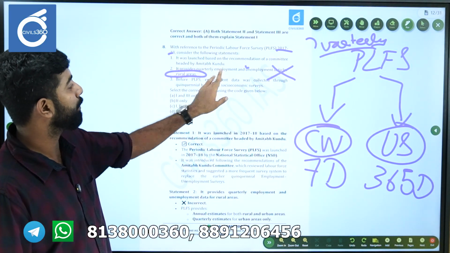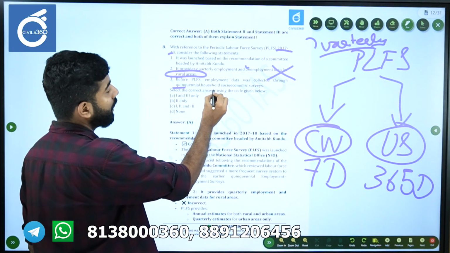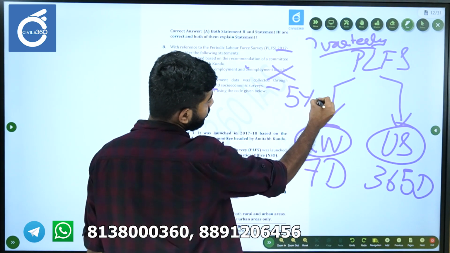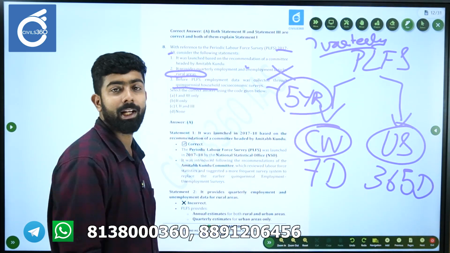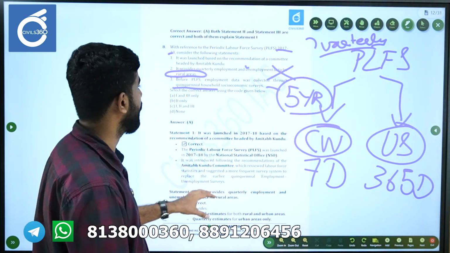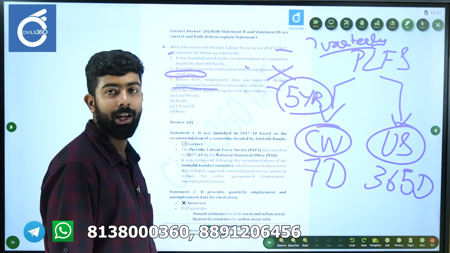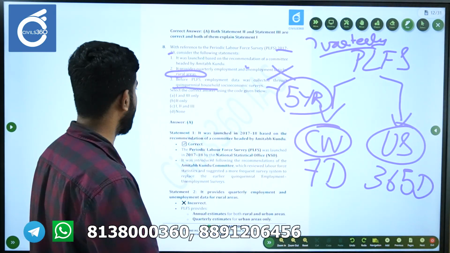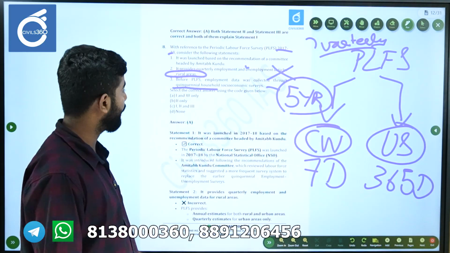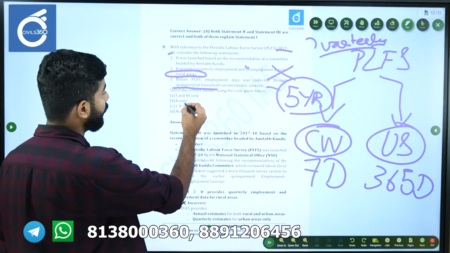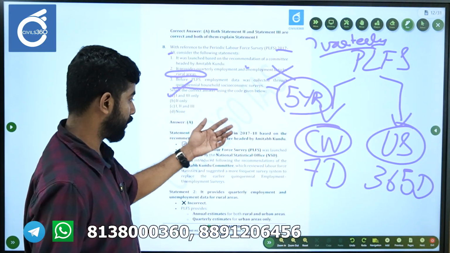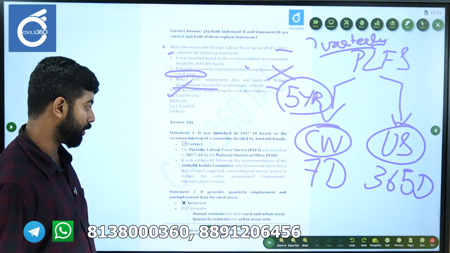Before PLFS, employment data was collected through quinquennial household socio-economic surveys, which are conducted every 5 years. Quinquennial means every 5 years. So before PLFS, it was a 5-year kind of collection of employment data. So if 2 is wrong, immediately you can eliminate it and reach 1 and 3. So please keep this kind of information in your mind.